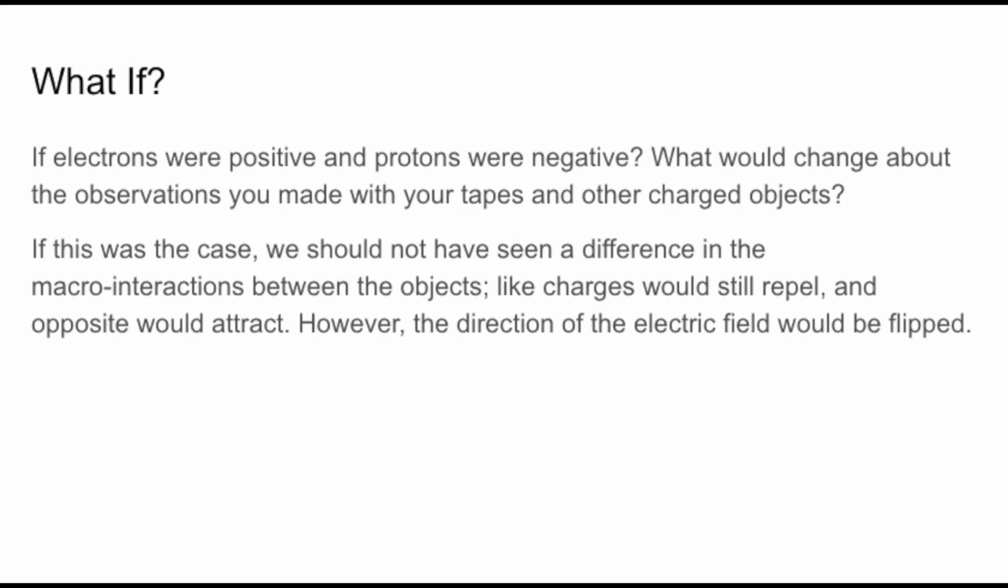What if? If the electrons were positive and the protons were negative, we can see what would change and how the observations would change. In this case, we shouldn't have seen a difference in the macro interactions. However, the direction of the electric field would be flipped. So that's the change. And lastly, the error.